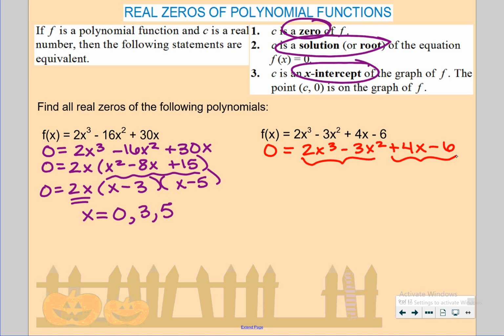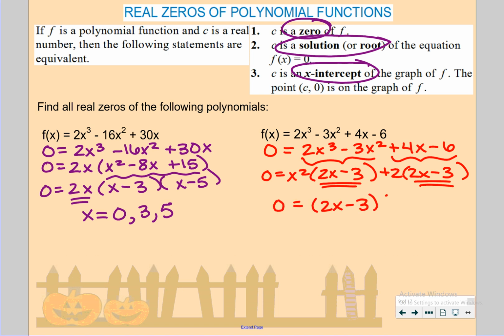What do the first 2 have in common? X squared. And what does that leave me with? Okay, what does the next pair have in common? 2. And what does that leave me with? If you are factoring right, you should get that same parentheses twice. Here are your factors. The first one is 2x minus 3. The other factor is the stuff you factored out: x squared plus 2.